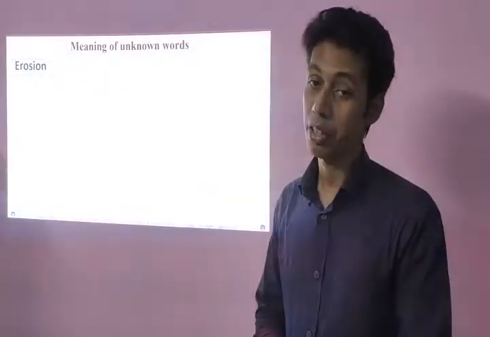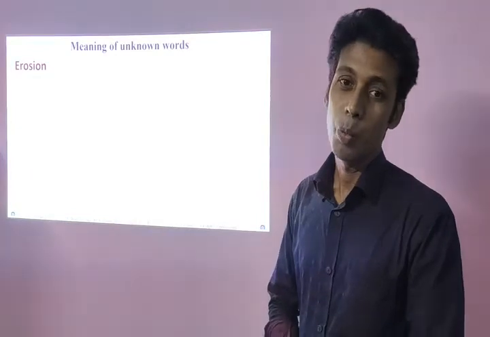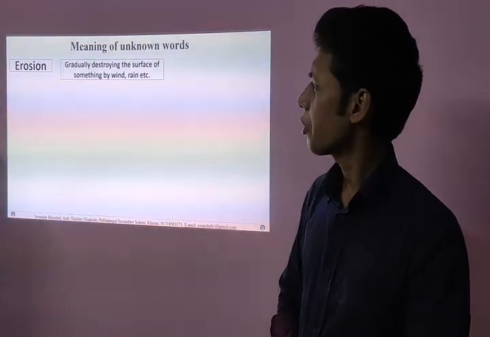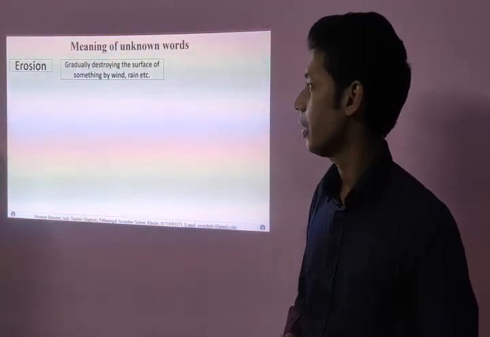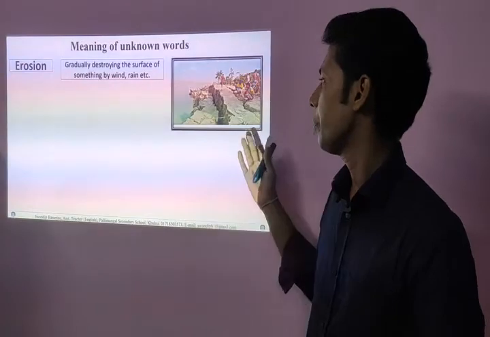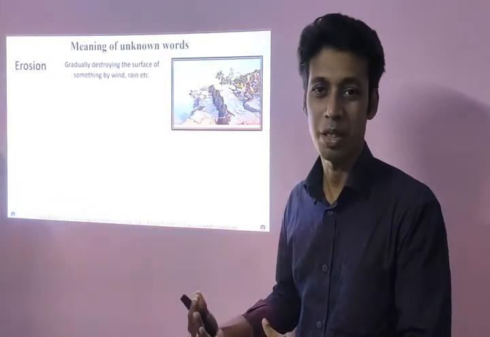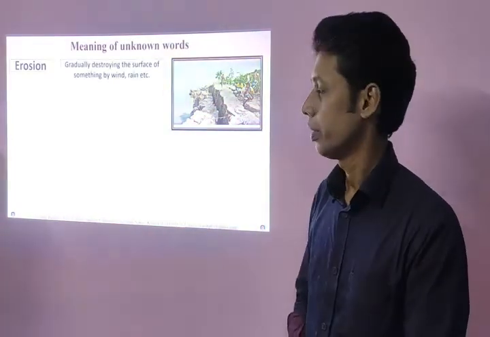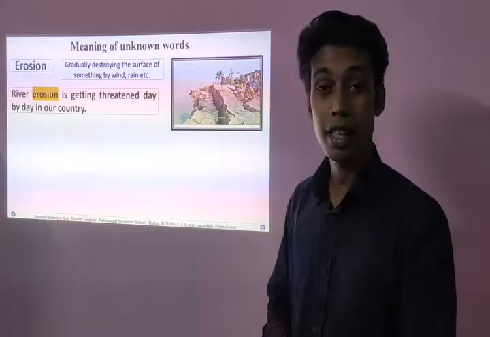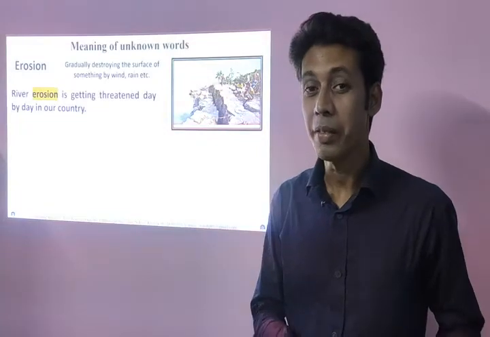Erosion. That is also very simple because in our previous lesson we learned the meaning of erosion: gradually destroying the surface of something by wind, rain, etc. This is the picture of erosion. Khoy, athoba bhangon, that is called in Bangla. Let's see a sentence: River erosion is getting threatening day by day in our country. We have already learned about river erosion in our previous lesson. Can you remember it?